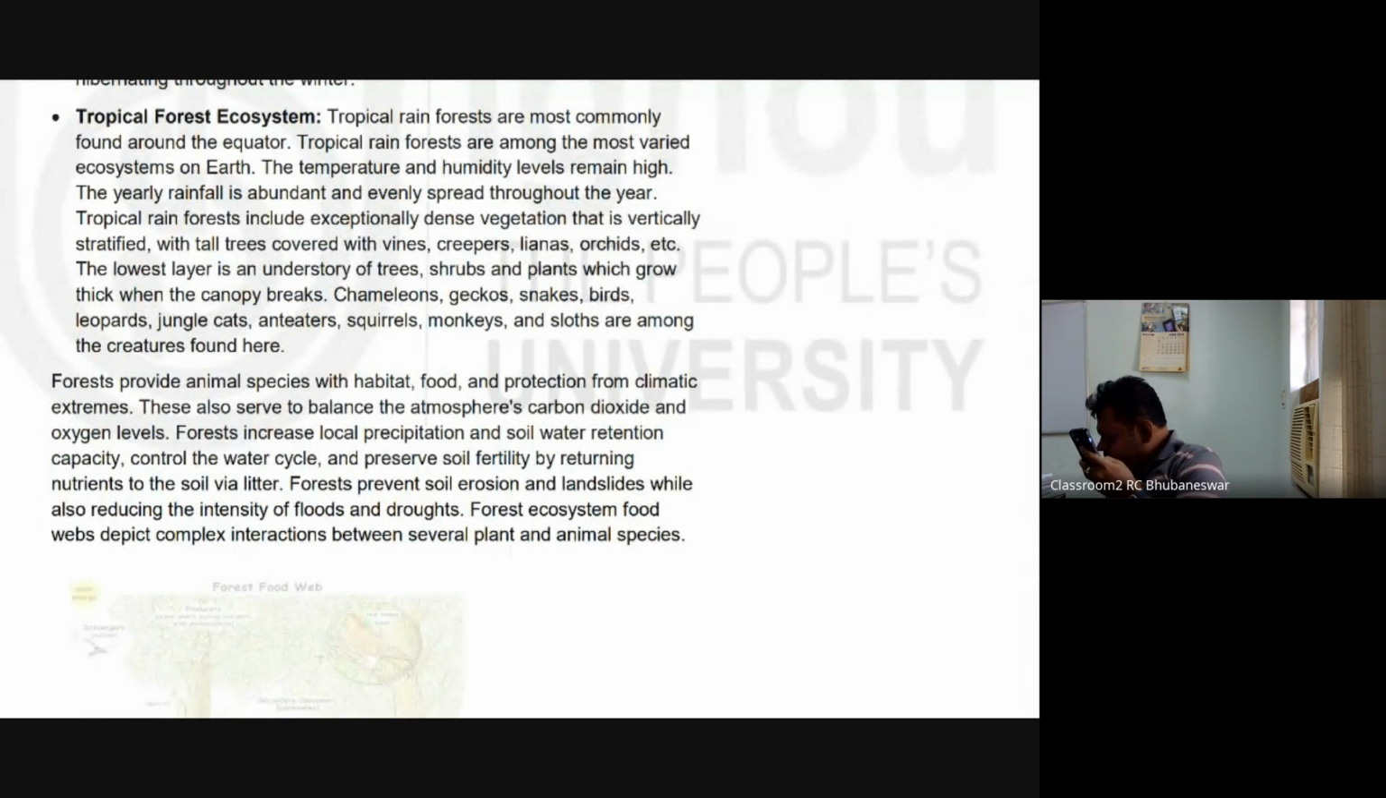What are the important animal communities? You may see chameleons, jungle cats, squirrels, monkeys, sloths. So all these are common animals of this forest ecosystem, the tropical forest ecosystem.